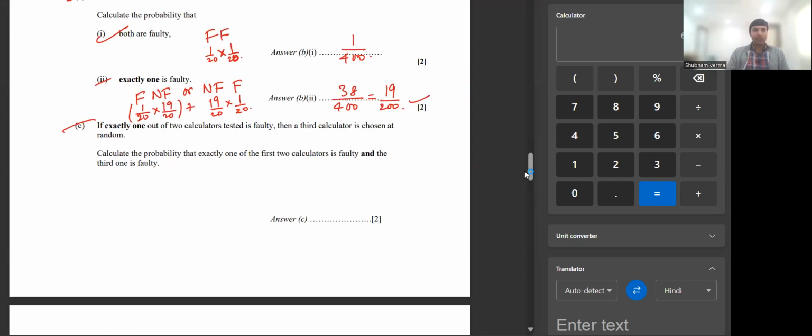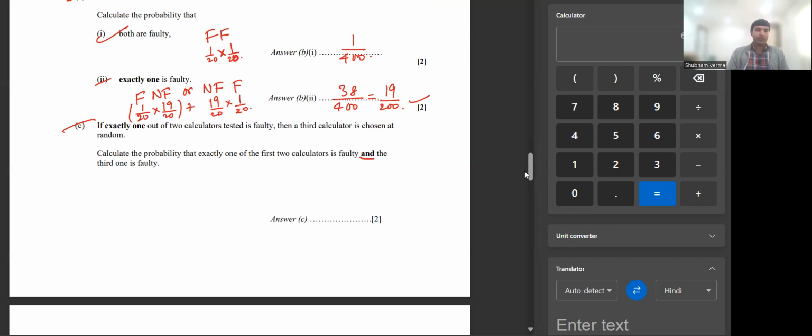If exactly one out of two calculators tested is faulty, then a third calculator is chosen at random. Calculate the probability that exactly one of the first two calculators is faulty and the third one is faulty. Okay, so "and" means independent events, so multiplication. "And" stands for multiplication.